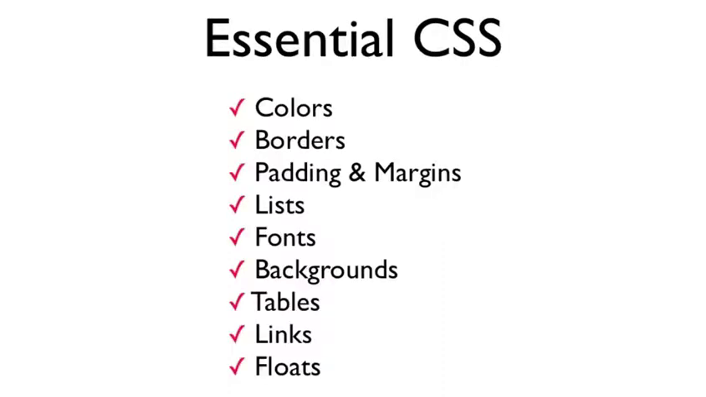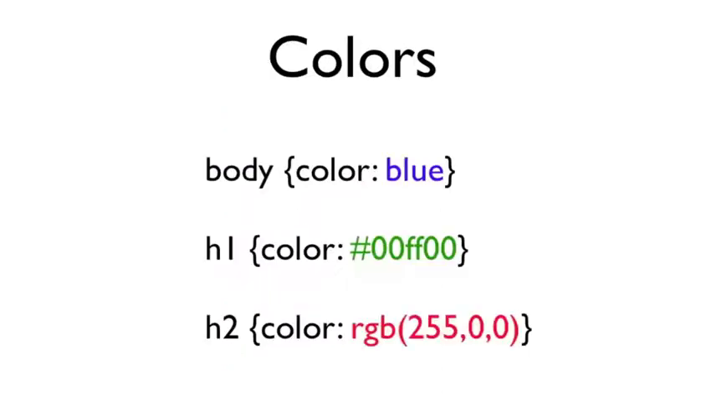Okay, now that I got your attention, we can move on to what we actually want to talk about, which is essential CSS for the programmer. So I want to cover certain points here that I think every developer should know: colors, borders, padding and margins, lists, fonts, backgrounds, tables, links, and floats. And we're going to cover each one of these individually, and we'll start with colors.